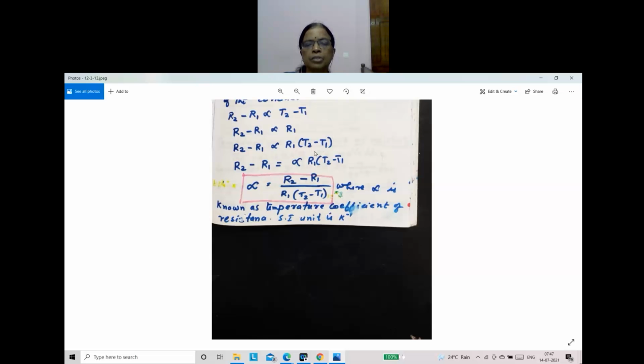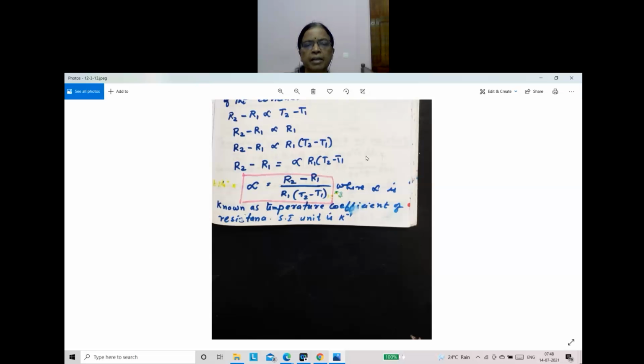And you know, for alloys, this value is a very small positive value. What's the meaning of that? Alpha is a small positive value. What about R2 minus R1 in that case? Will it be more or will it be less? Less. It will be less. That means only a small difference you can see. Alpha is a small positive value means this difference is very small.